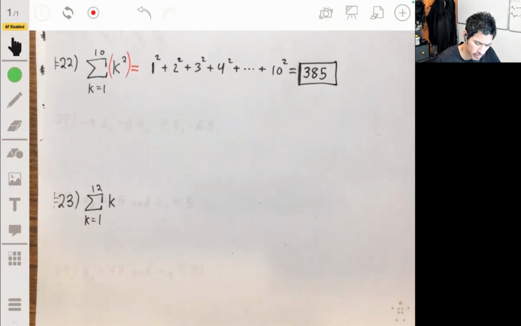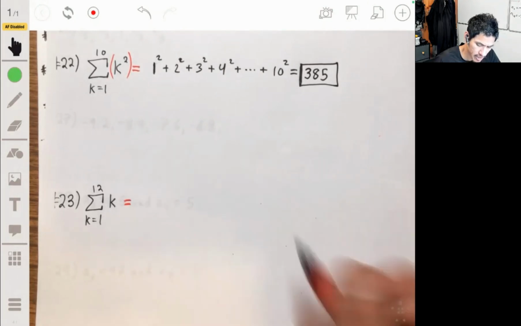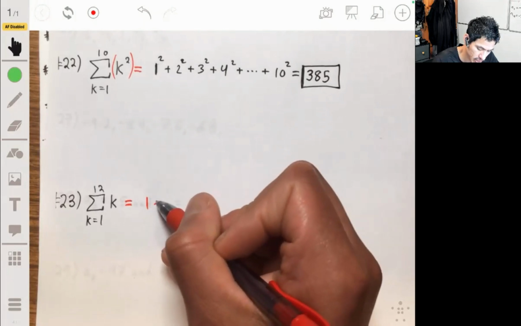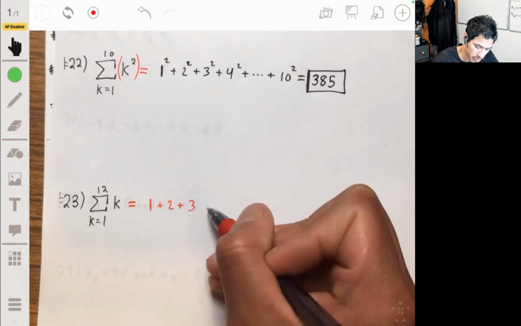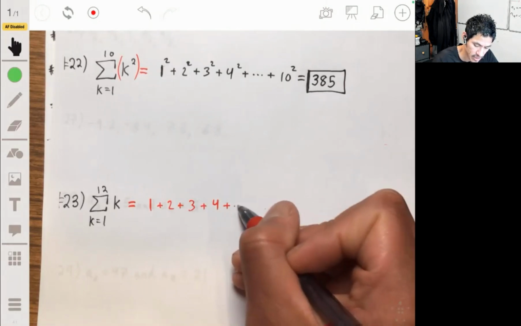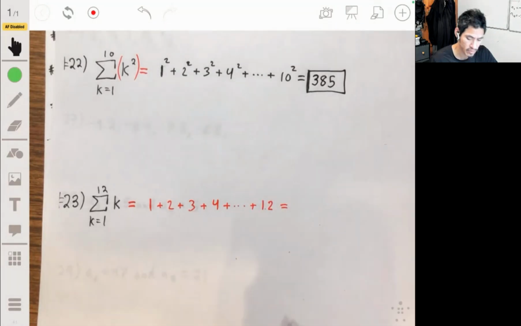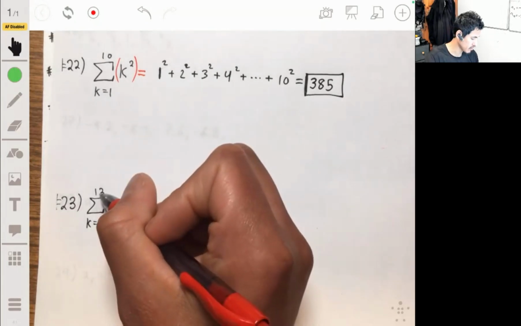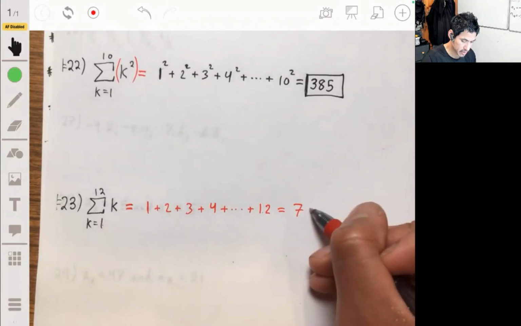And then here for 23, we have each term is equal to k, which means that a1 is 1, a2 is 2, a3 is 3, a4 is 4. So we're just adding the integers from 1 to 12. Because again, we're going from 1 to 12. And then we'll get 78.